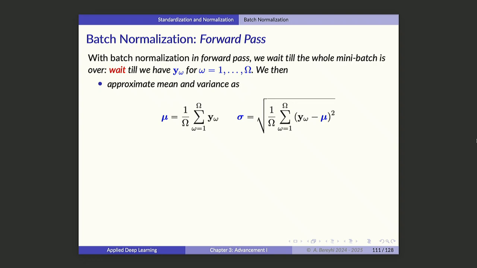So I'm going to see the feature of the first sample, the feature of the second sample, and so on till the last sample. Now that I have all of those sample features y omega, I can average them over my mini batch. I compute the standard deviation, and then I can do the normalization, right? Everybody's cool, right? This is obvious. You need to wait, right? So it's a kind of extra time you need to wait till it's over, right?